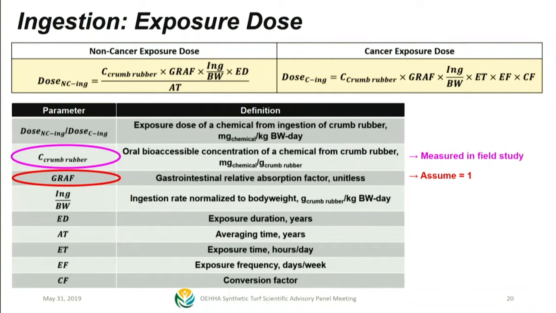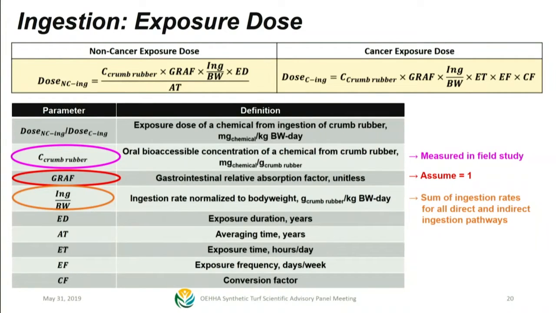The gastrointestinal relative absorption factor is a fraction that represents the amount of a chemical that is absorbed by the GI tract compared to the amount that's available for absorption. Unless chemical-specific data are available, OEHHA will assume this value is equal to 1 and that 100% of the bioaccessible chemical will be absorbed by the GI tract.